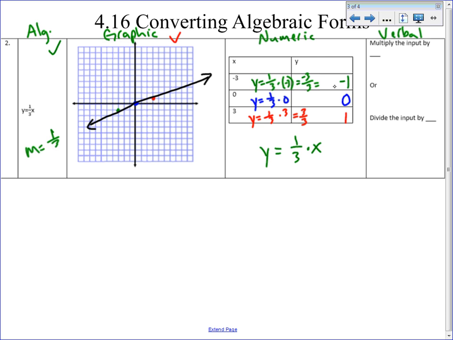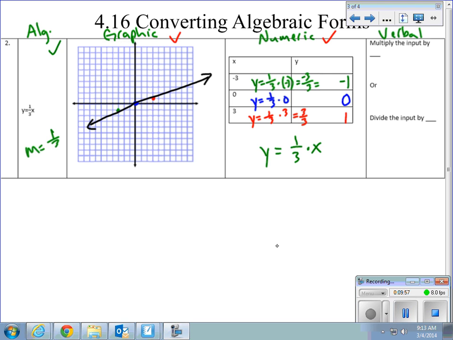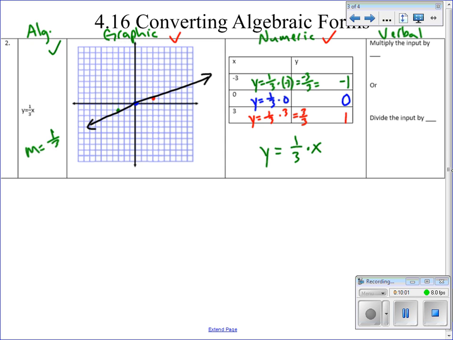So now we've finished our graphic, we finished our numeric table, and we just have our verbal left. Okay, with our verbal on this one, notice it's using the word input. We learn these words with functions, and input always refers to our x, and output always refers to our y. So I'm going to label those there, and we're going to look at our numeric form to help us. If our input was -3 and the output then was -1, that's the same as multiplying it by 1/3.